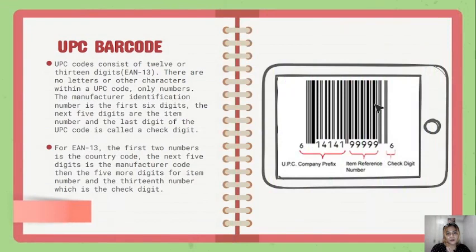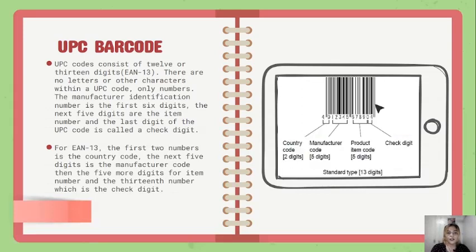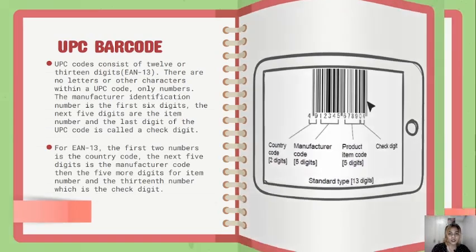Now, for the UPC barcode anatomy, we have here the UPC code, which is a 12-digit number. There are no letters or other characters within the UPC code. The first 6 digits are the manufacturer identification. The next 5 digits are the item reference number, and the last digit is what we call the check digit, which is metadata. Now, for 13-digit numbers or the EAN-13, we have the first 2 numbers for the country code, the next 5 digits for the manufacturer code, the next 5 digits for the product item code, and the last digit still the check digit.